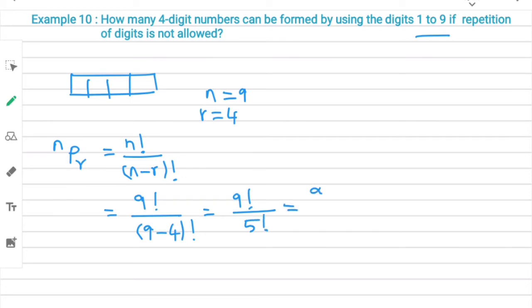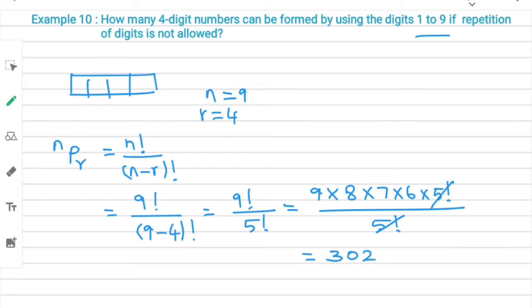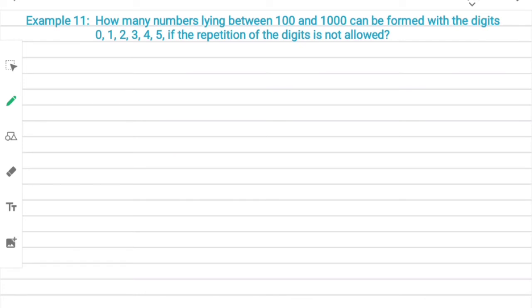Now, we need to expand the 9 factorial. That is 9 into 8 into 7 into 6 into 5 factorial, whole divided by 5 factorial. And this 5 factorial will get cancelled. Finally, if you multiply 9 into 8 into 7 into 6, you will get 3024.